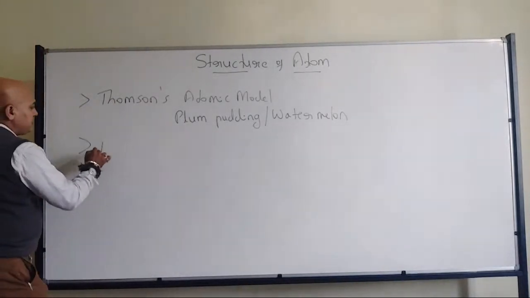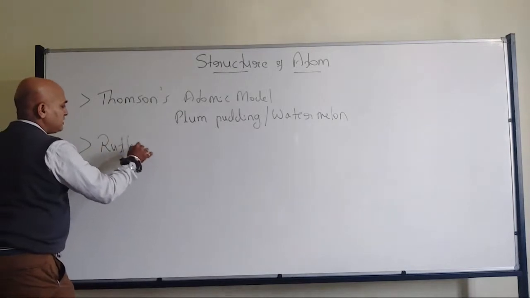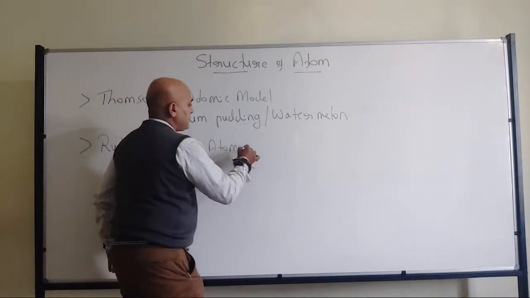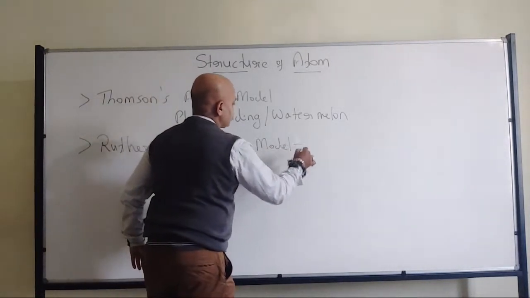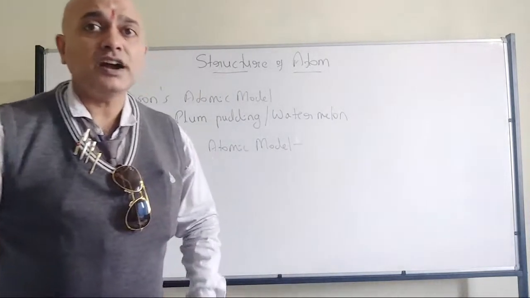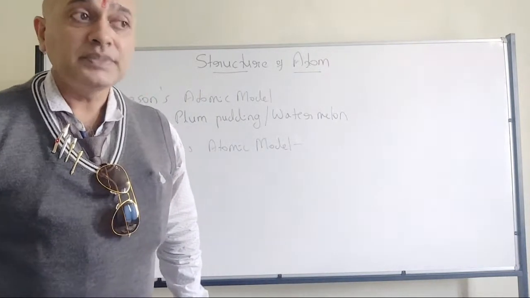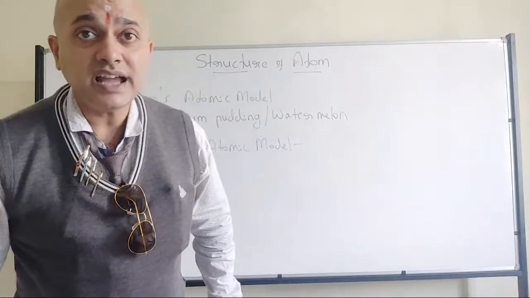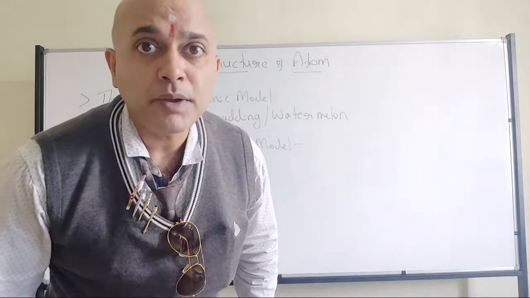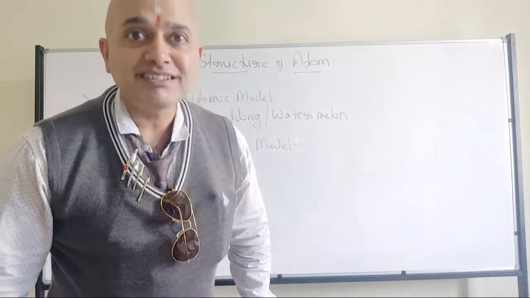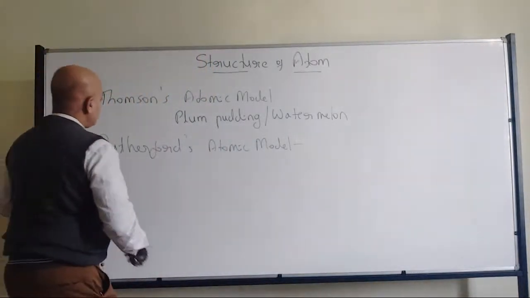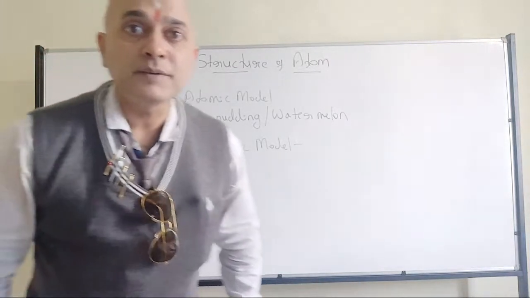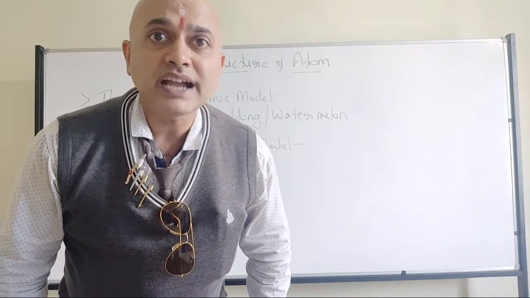Now, as you have told, the next one, a very important one, is Rutherford's atomic model. Before going to the atomic model, what did we discuss in the last class? Rutherford's atomic model: 1 observation, 2 conclusion. Very good, Gauri, absolutely correct. When it comes to Rutherford's atomic model, first we discussed the alpha particle scattering experiment.